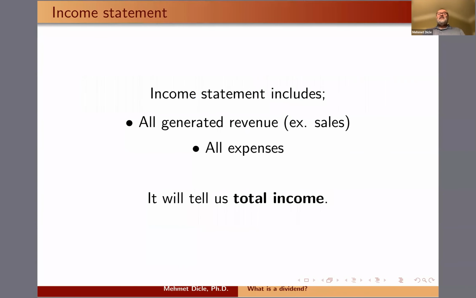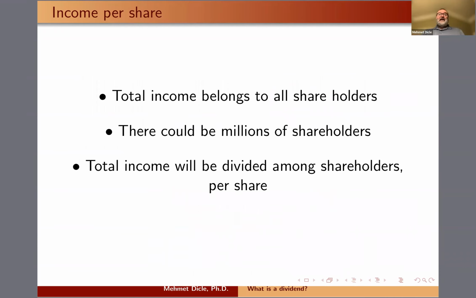And the income statement will include all generated revenue and all expenses. And at the bottom line, it will actually tell us the total income that the company has made. Now, that total income actually belongs to all shareholders. And there could be millions of shareholders, and the total income will be divided among the shareholders on a per share basis.